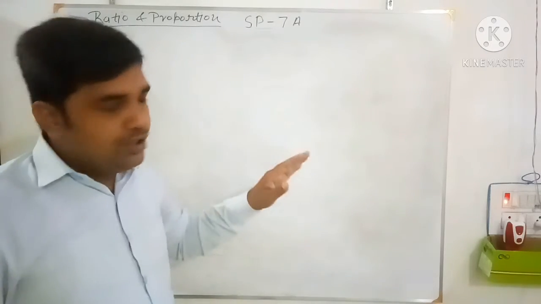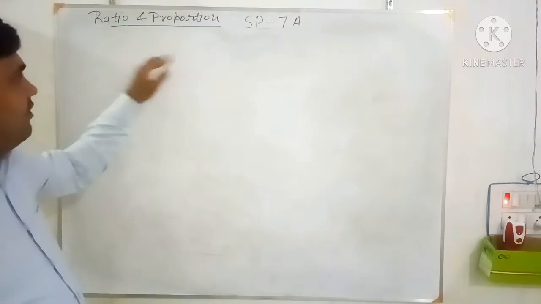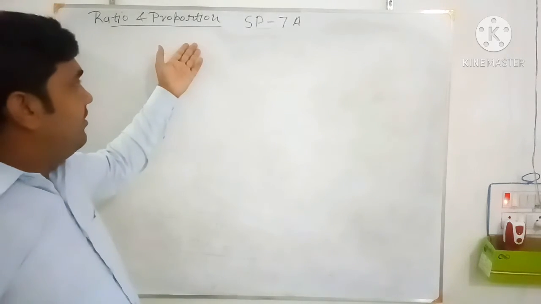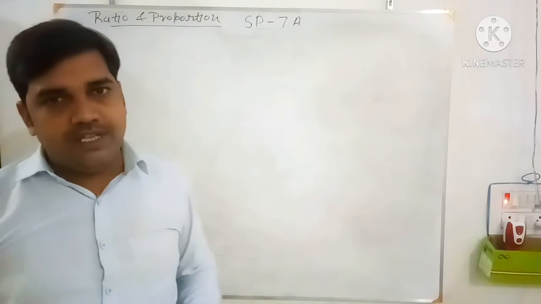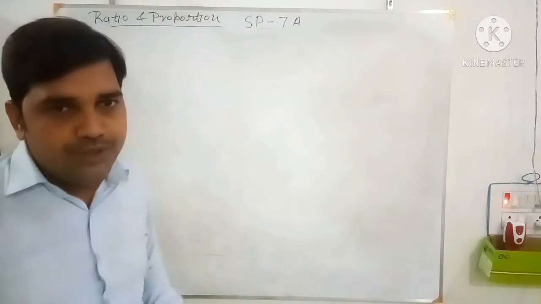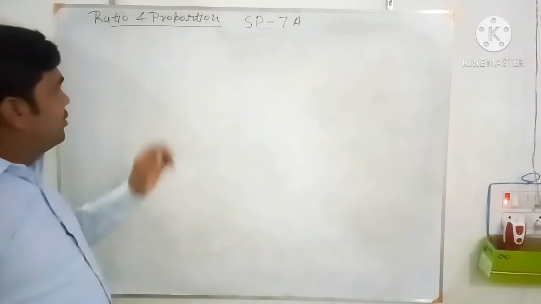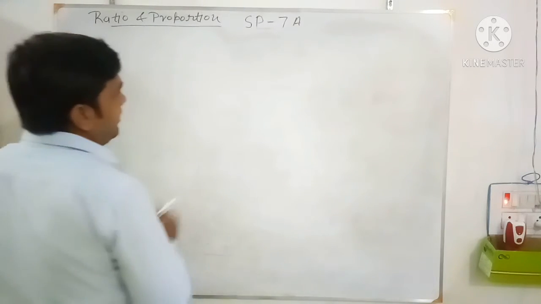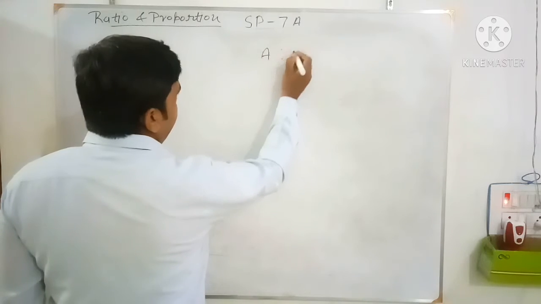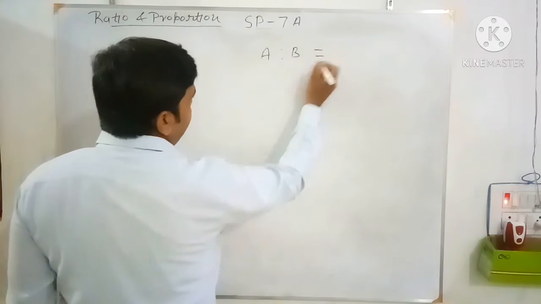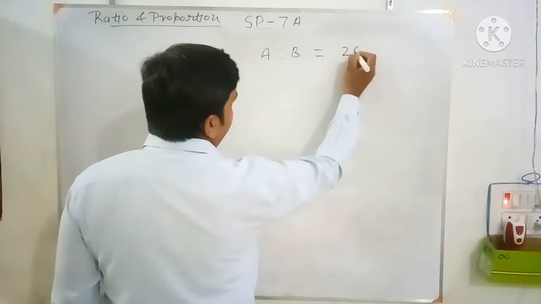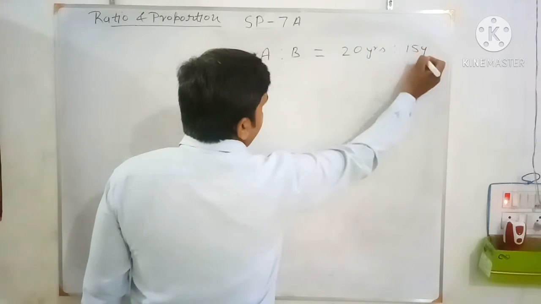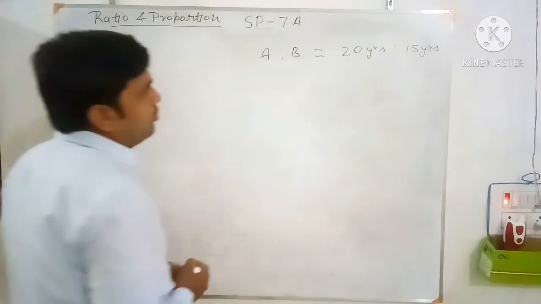A ratio is a representation of a fraction. The ratio is also called a fraction, and it is the fraction of two quantities of the same kind, having the same unit. That is called the ratio. Suppose you take a ratio of the ages of two persons, person A and person B. A is to B is the ratio of their ages. Person A is 20 years and person B's age is, suppose, 15 years.